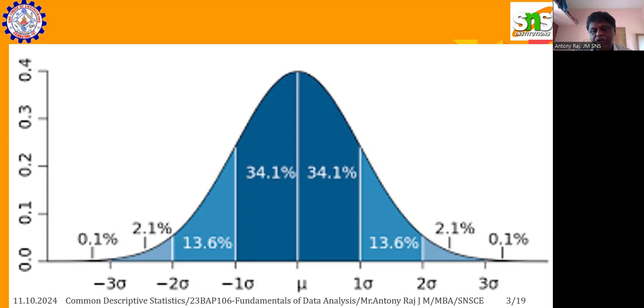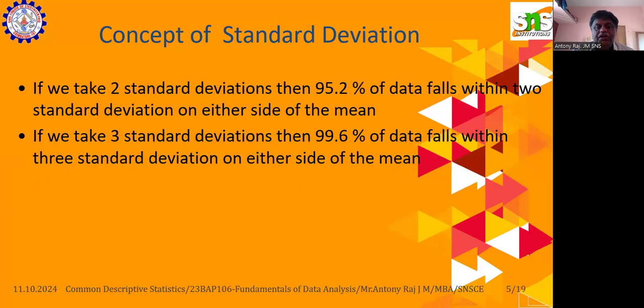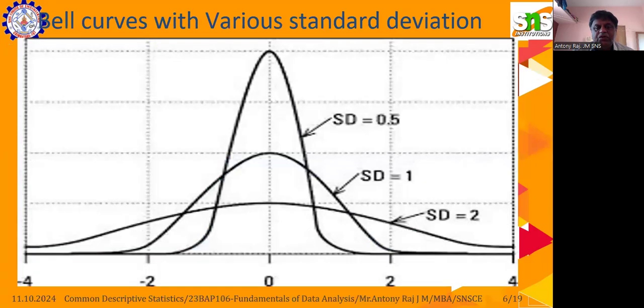That means only about 0.3% of the data can lie outside this normal curve. Then we say your data is normally distributed. So these are the various interpretations we should get in order to understand how your data is distributed, whether it is normally distributed or not. These are all shown in this particular slide.